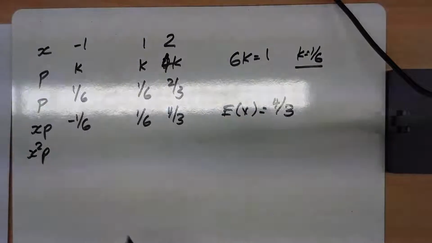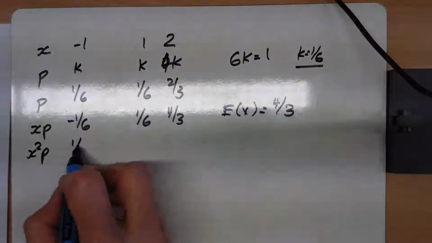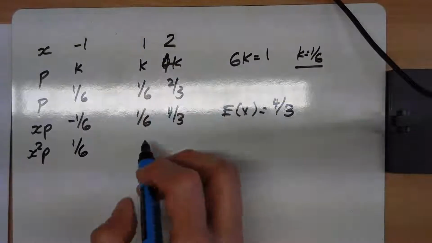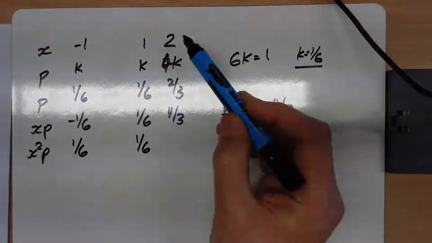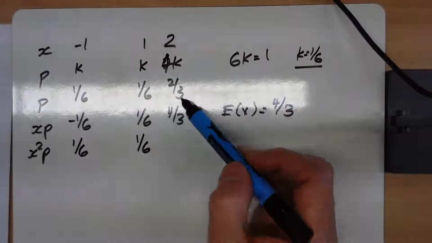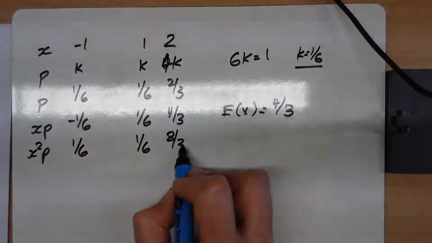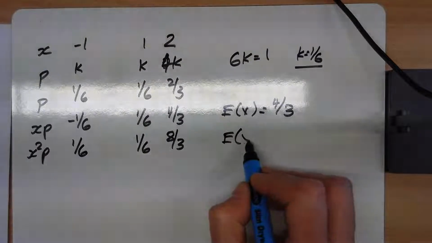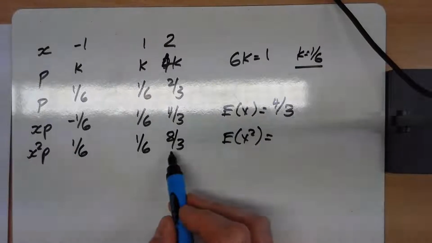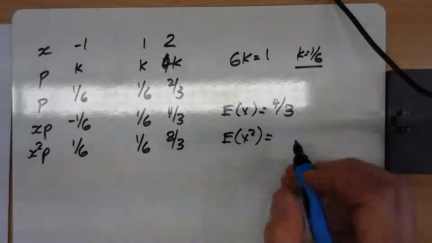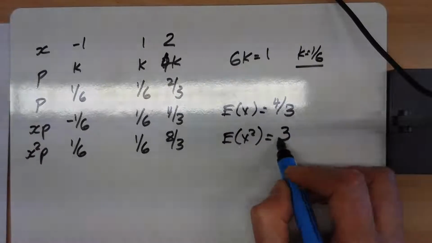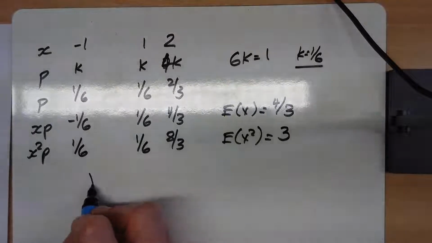Let's do the x squared one as well. So -1 squared times a sixth. We've got another 1/6 there. 2 squared is 4. 4 times 2/3 is 8/3. So the expected value of x squared is 8/3. Add another one, 9/3. 9/3 is 3, isn't it? And tap it in the calculator if you need to.